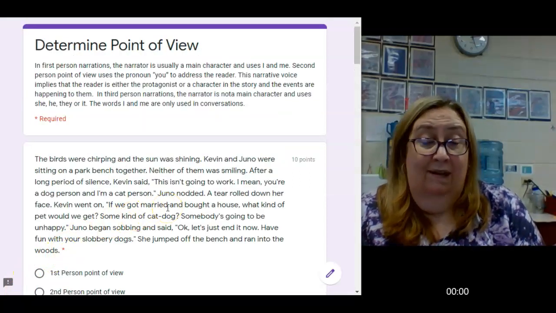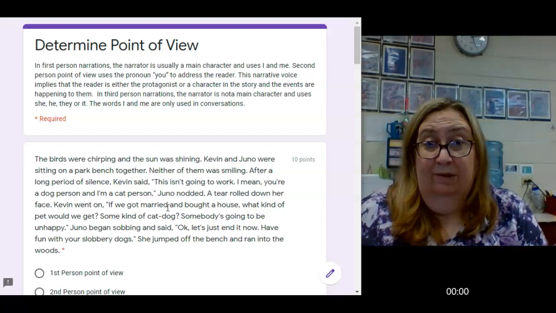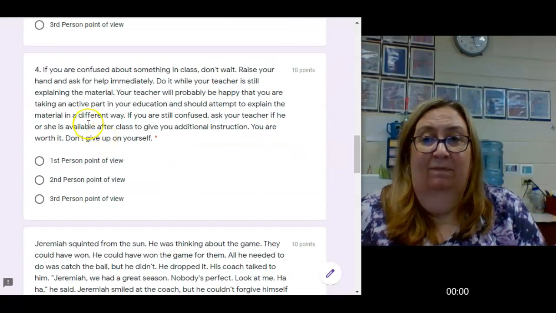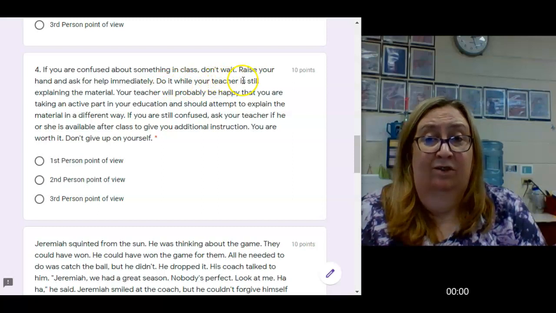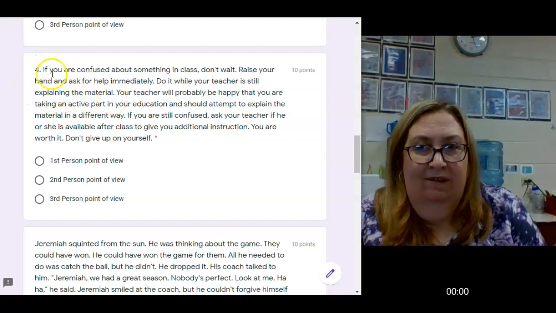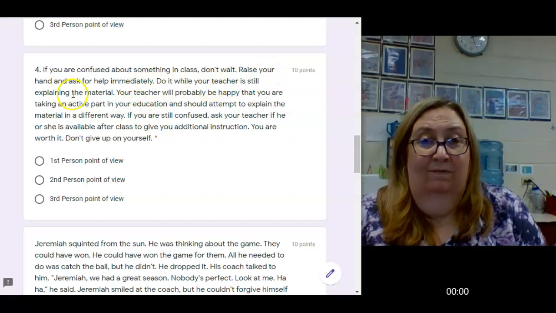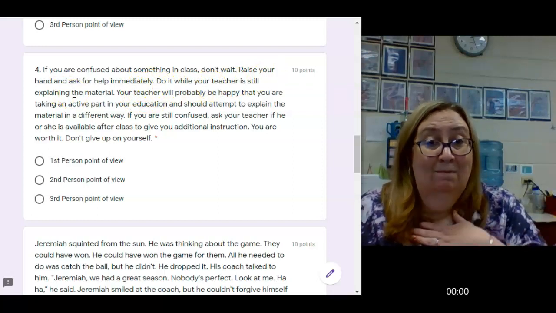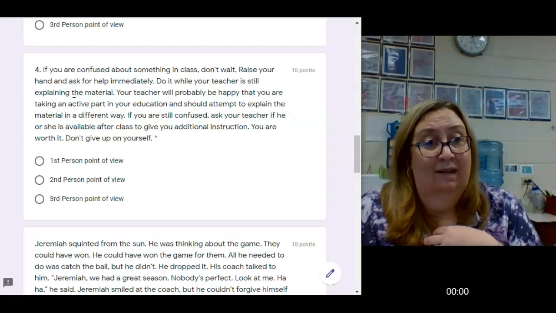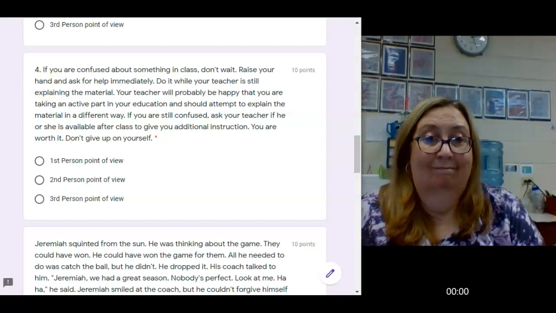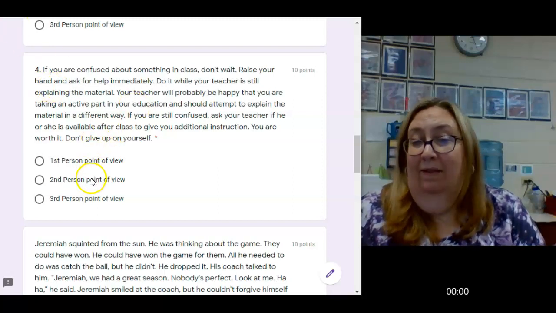You are going to read the other passages here, and you're going to continue looking for pronouns the way we just did. I want to skip on down a little ways. Look at this one. "If you are confused about something in class, don't wait. Raise your hand and ask for help immediately. Do it while your teacher is still explaining the material." Check that out, guys. If you are confused, raise your hand. Do it while your teacher. So the person who's writing this is writing to me, the reader. They're including me in the story. So what point of view is this? It's the only one that uses you as the pronoun. Second person.